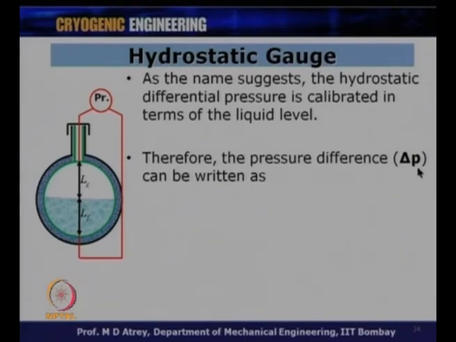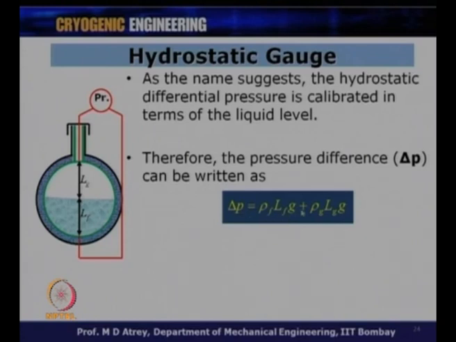Alright. So, the pressure differential delta P can be written in terms of LF and LG. Delta P is equal to rho F LF g plus rho G LG g. The pressure at this point is rho F LF g plus rho G LG g, while the pressure at the other point is going to be atmospheric. So, the pressure difference measures the pressure, which is a function of LF and LG.